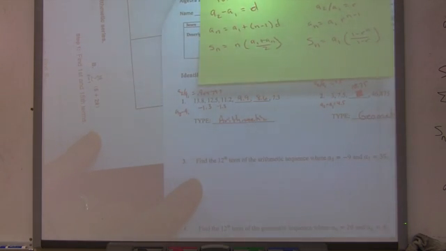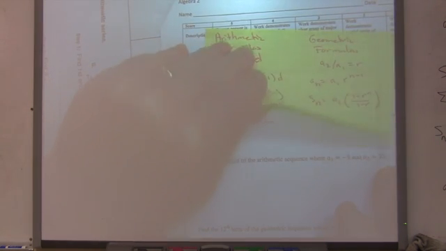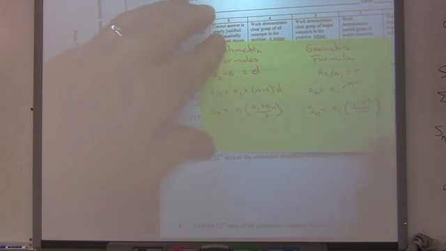So let's go to 3. It says find the 12th term of an arithmetic sequence where A3 is negative 9 and A7 is equal to 35. So again, we know this is arithmetic because they tell us in the problem.